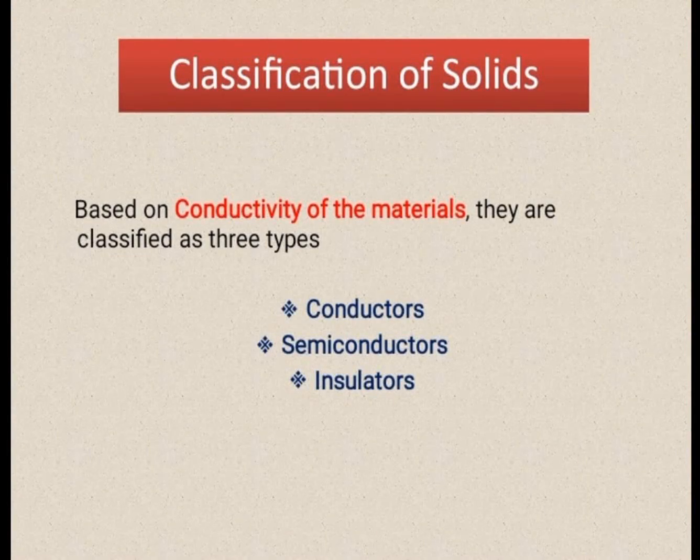Classifications of solids. Do you know what the classifications of solids are? The solids can be classified in many ways depending on their molecular, crystalline and conductivity properties. In this video, we are going to see the conductivity properties of solids. Based on the conductivity of the materials, they are classified into three types: conductors, semiconductors and insulators.